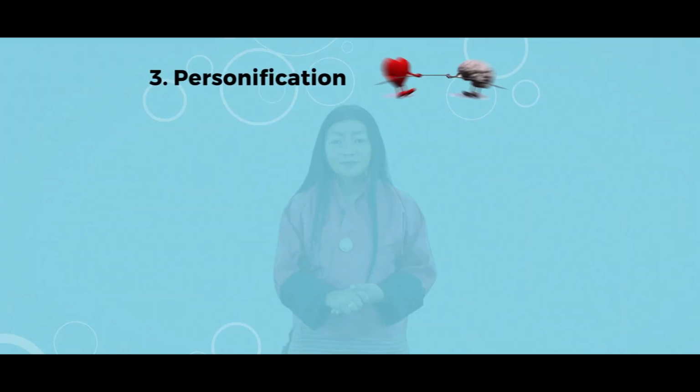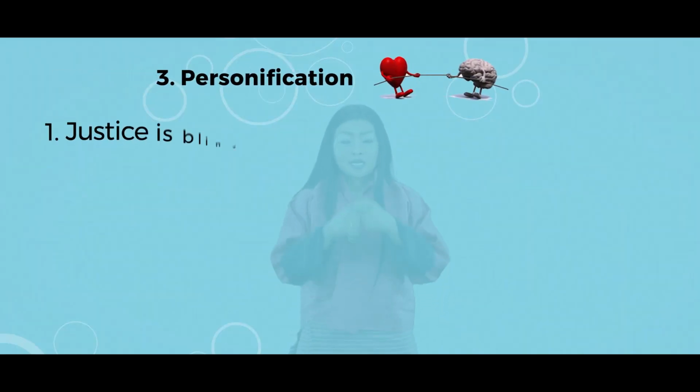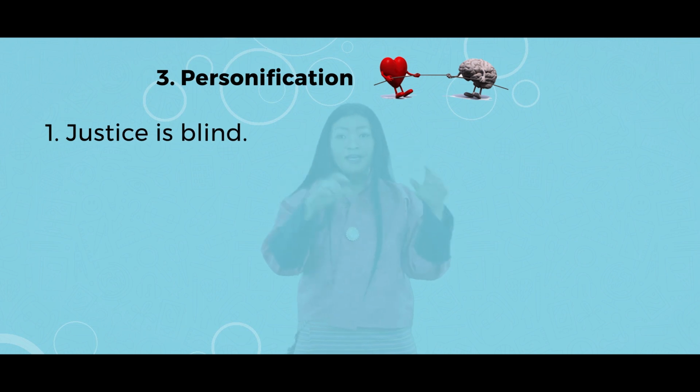Listen very carefully so that you get a clear idea of how we give human characters to non-living things. Justice is blind. Can Justice walk like this, being blind? No, right? So this is what a figure of speech is: a separate meaning from its literal meaning. Justice is blind. You are giving the character of being blind to Justice.